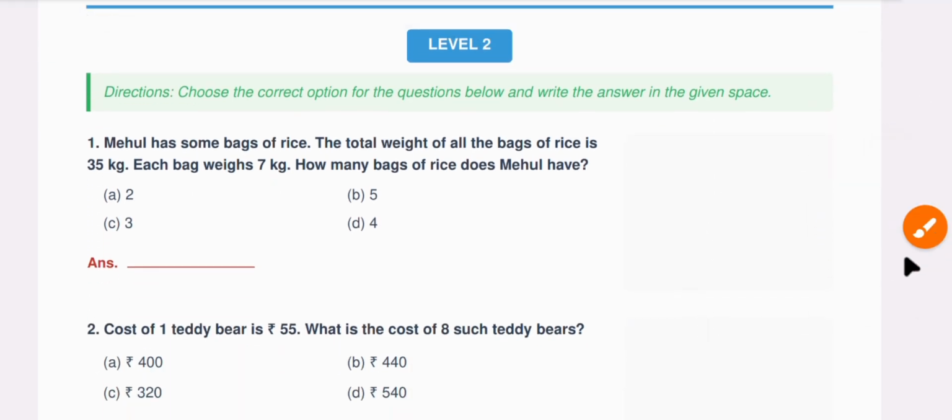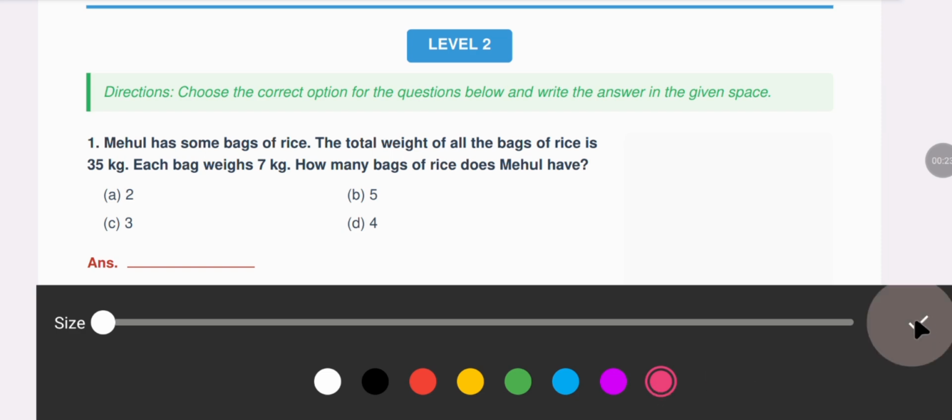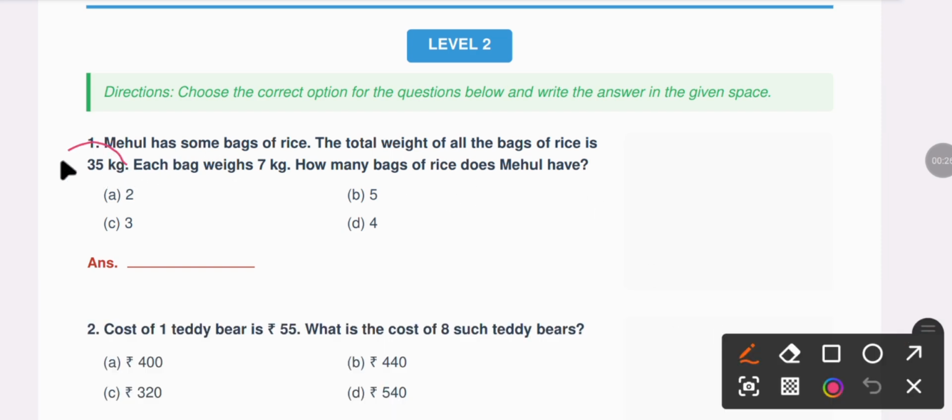Question number 1. Mehul has some bags of rice. The total weight of all the bags of rice is 35 kg. Each bag weighs 7 kg. How many bags of rice does Mehul have? So we can understand this question by taking the example of chocolates.